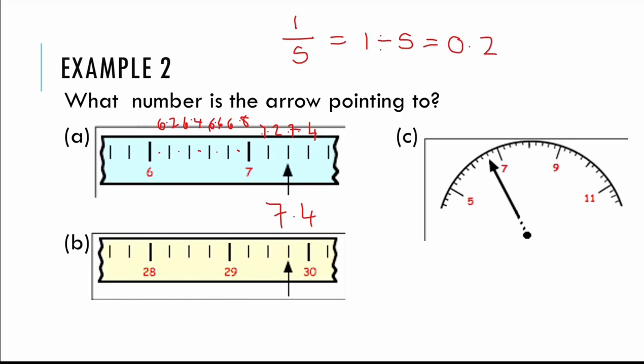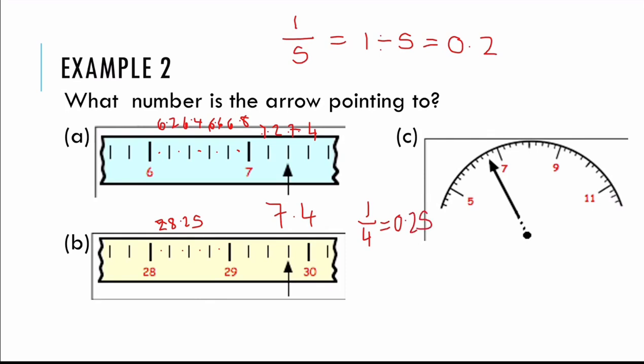In this next example here, we have that each whole number is split into 1, 2, 3, 4 segments this time. So each one must represent 0.25. So we have 28.25. And again, if we can't figure that out by looking at it, we do 1 divided by 4 in a calculator to give us 0.25.